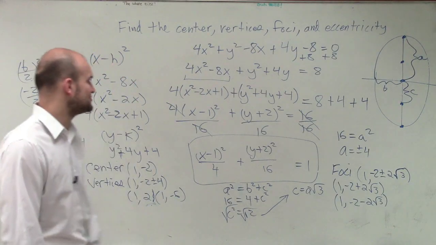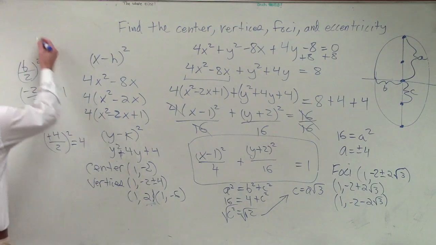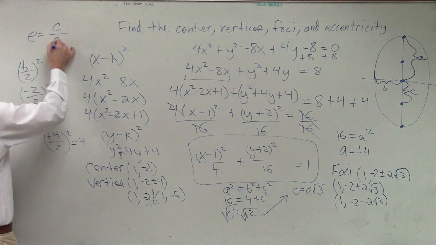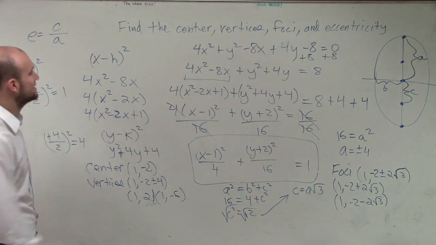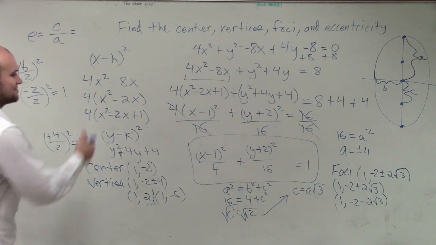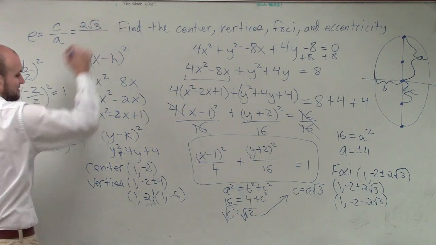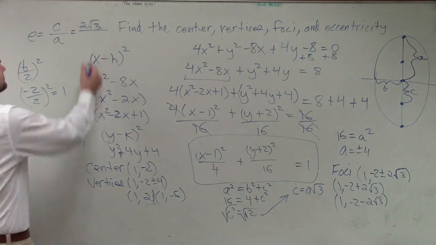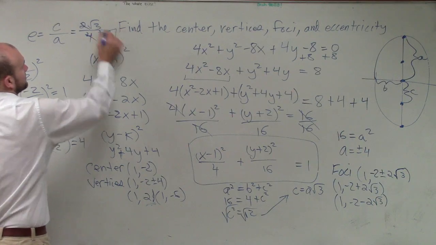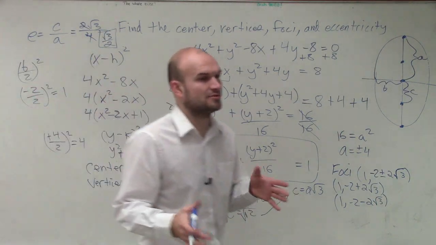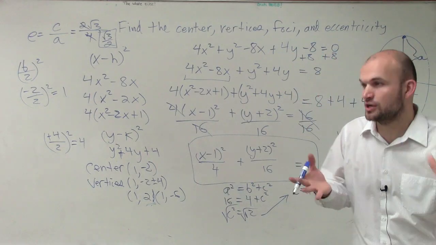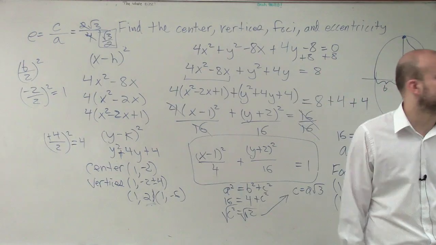Now, I did say we'll do eccentricity. Let's just try to write it real quick. So the eccentricity, guys, remember, is a ratio of c divided by a. So just take your c, which is 2 square root of 3, divided by your a, which is 4. And there's your eccentricity. And obviously, remember, as we talked about, as that gets closer to 1, you can see how that's going to be spread out. The closer it is to 0, the closer it's going to get to a circle. Okay?